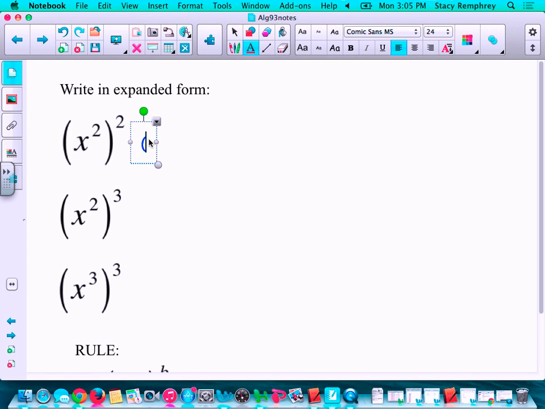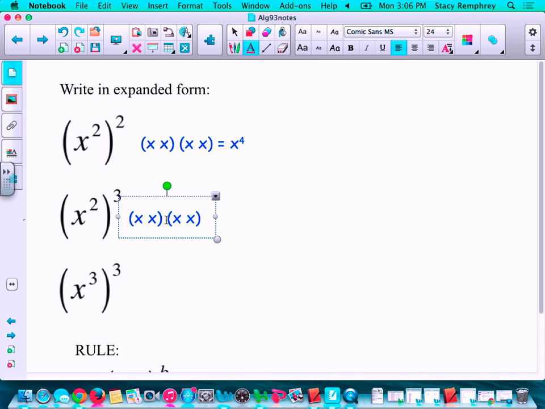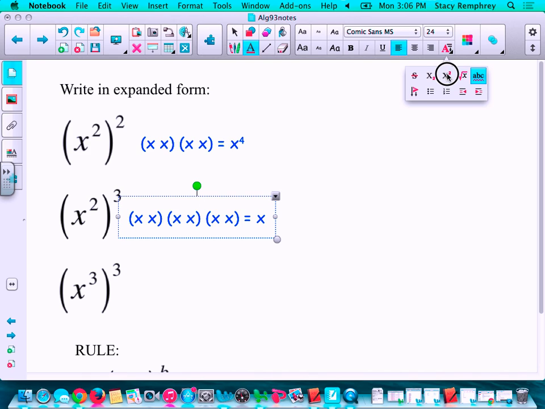Over here, I have x squared, squared. So it's x squared multiplied by itself. Well, you can see now I have x to the 4th. Over here, I'm going to have x squared 3 times. So there's 1. I'm going to multiply it by itself, multiply it by itself again. Well, that gives me x to the 6th.